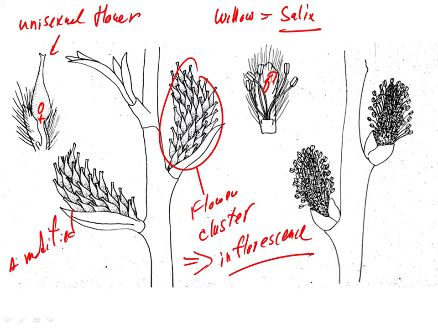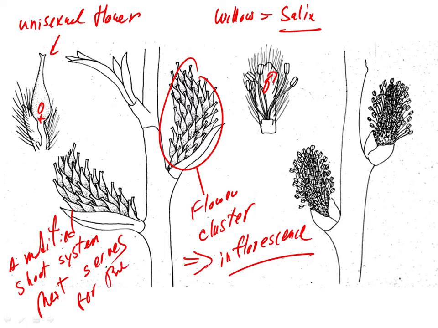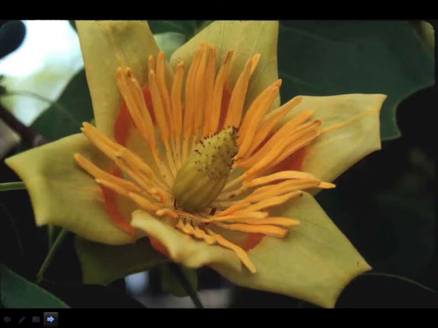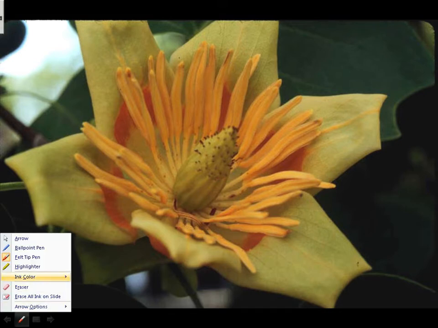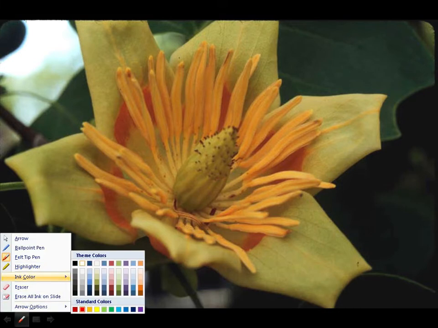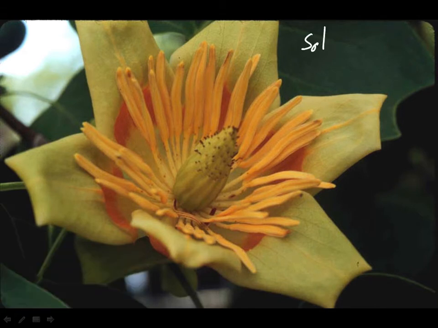A German wrote this, that's why it's not really in English. A modified shoot system. We could say that bears flowers, he said, that serves for the formation of flowers. It's a very, very broad definition. Basically, it means it's a flower cluster. It's a group of flowers on an axis. Flowers not only can be in clusters, they can be borne singly. This is a solitary flower.